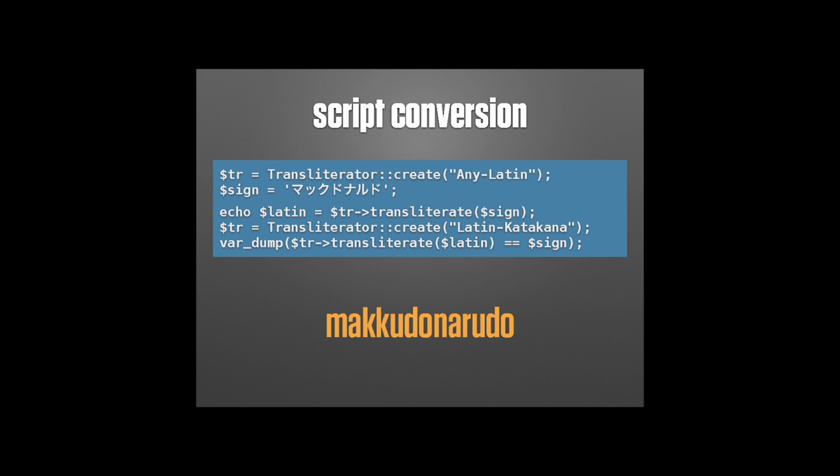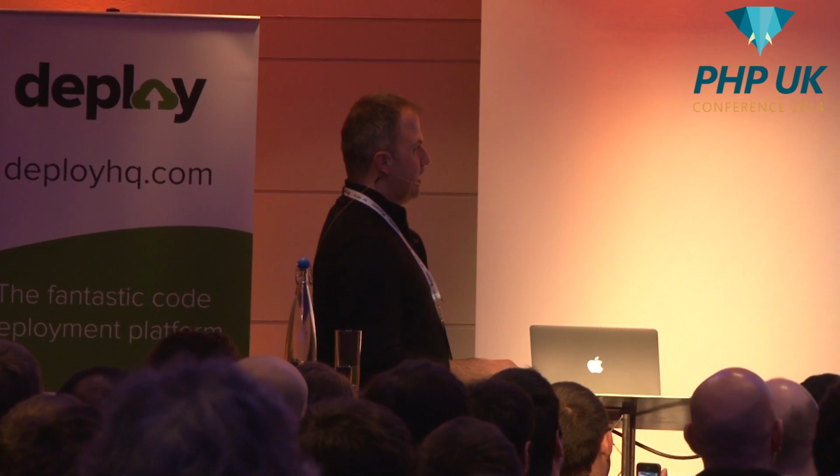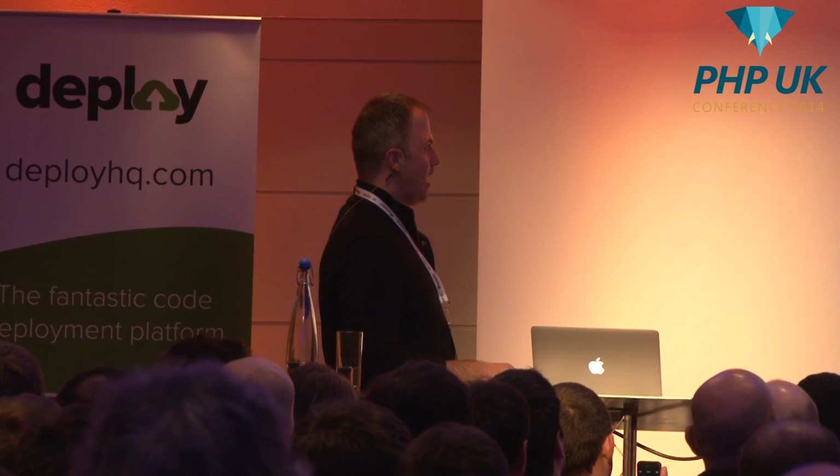So, script conversion. Let's say I want to go from any to Latin. Here's a sign that I saw in Japan somewhere, and I transliterate it, and it says Makudo Naruto, which is what McDonald's is. And we can check. We can create a Latin to katakana one and transliterate it back and make sure that it matches, because katakana to Latin is reversible.